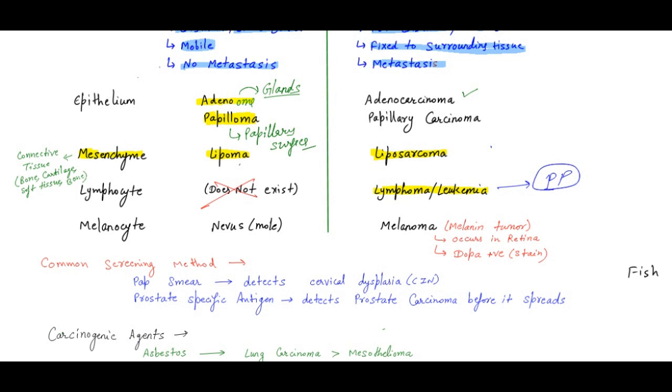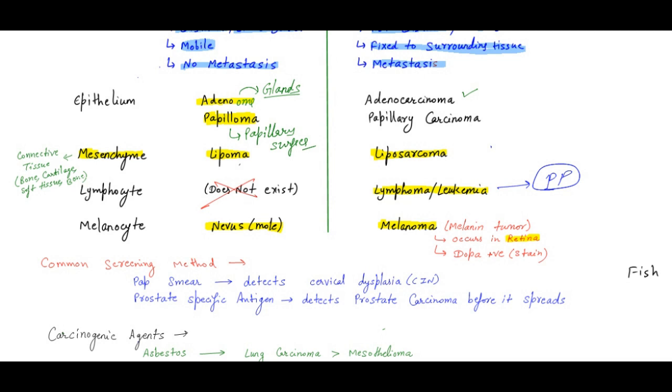Then, for the melanocyte, you need to remember the benign tumor, because it doesn't have a different, unique name. It is the nevus, or the mole, which is the benign tumor of the melanocytes. And if you talk about the malignant one, it is melanoma.